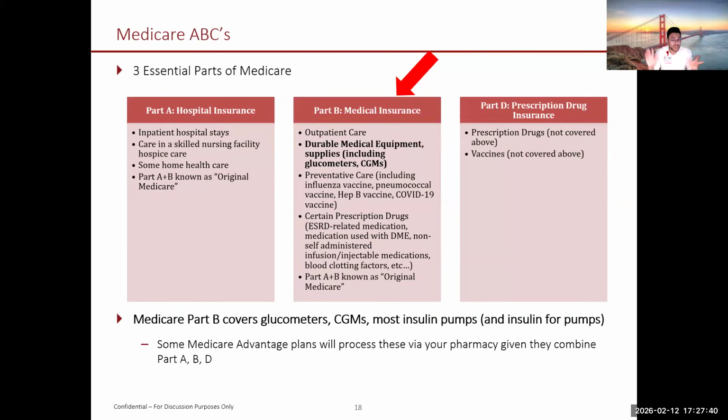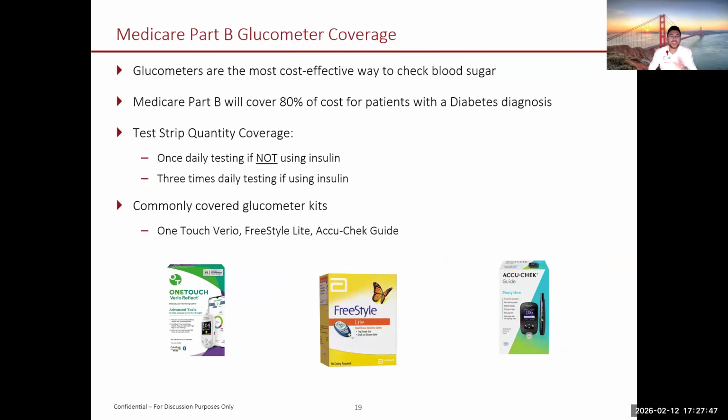Now, if you're using insulin without an insulin pump, that's just under your Part D plan. When we think about glucometers, they are the most cost-effective way to check sugar. In diabetes, checking your blood sugar is incredibly important. Yes, we all get A1Cs done, but A1Cs are more long-term metrics, 3-month averages. Checking your blood sugar really gives you your current day-to-day understanding of trends and shifts in your blood sugar.